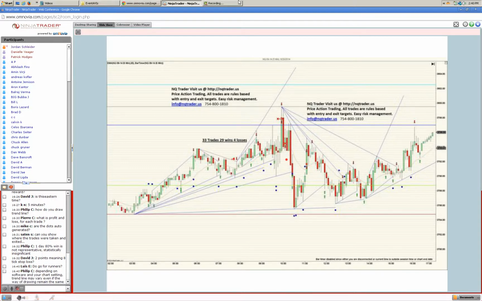Well, the trend lines are always the same based on the user drawing them, because you're drawing them manually. Okay, I don't want to get too off, but here's Friday. Friday we had 33 trades, 29 winners and 4 losers. It's an 88% day.